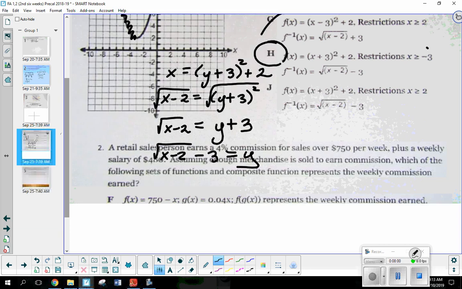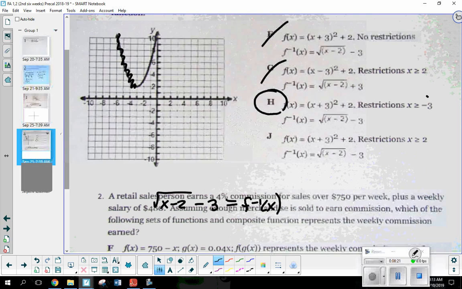Now, I can go ahead and replace that y with the inverse notation because I made sure that this inverse was going to be a function. And does that actually match the answer we got in H? Yeah. In fact, let me go ahead and sketch it.